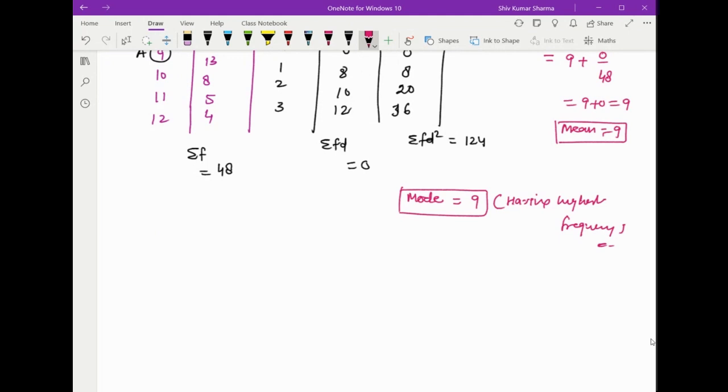On the basis of the numerator, mean minus mode upon standard deviation, the numerator is 0, and 0 upon something is equal to 0. That means there is no skewness and the distribution is symmetrical.